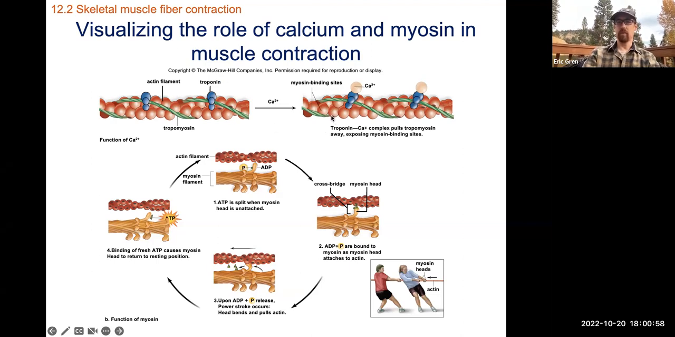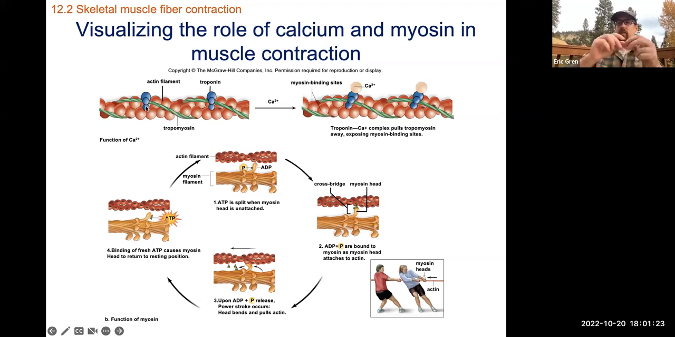You see these little dark areas here. Those are the binding sites where the myosin heads want to come up and form a link so that they can grab onto the actin and pull the actin across. Okay. But notice that the binding sites are blocked by this screen. We call this tropomyosin.